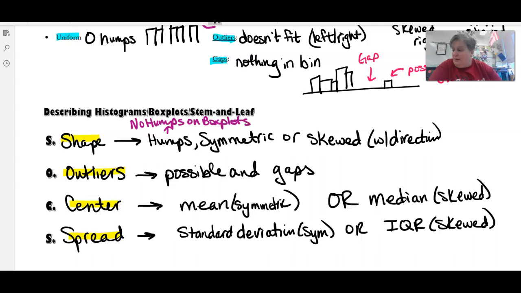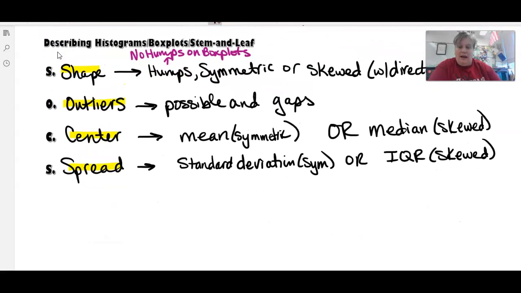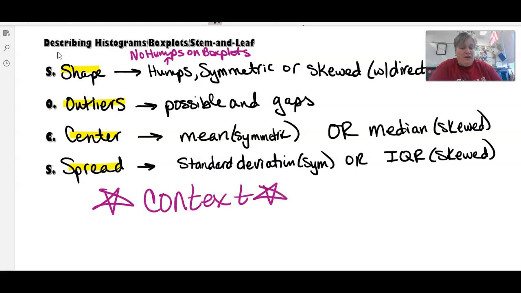Okay. Now, the most important thing about when we're doing these descriptions is actually saying things in context. If you leave off context, you're losing 2 or 3 points out of 6 or 7. Like, you have to have context. Context is super important, okay?